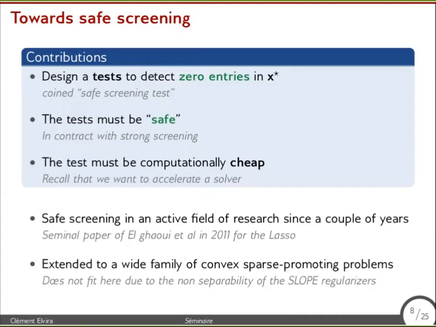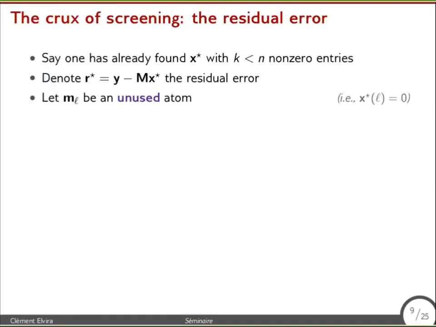Okay. And I also would like to emphasize that our contribution leverages the notion of safe screening that has been extensively studied for the lasso problem since the seminal paper of Laurent El Ghaoui a few years ago. But none of this work extends to the slope problem because of the, let's say, the sorting operation.